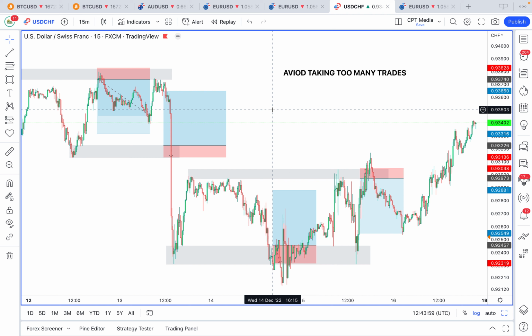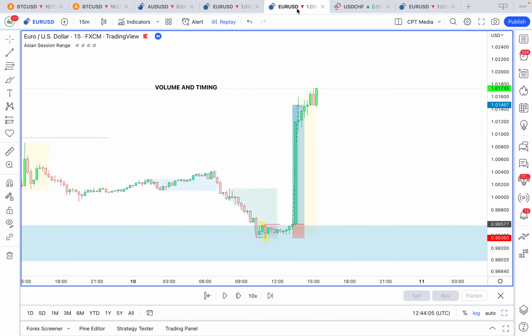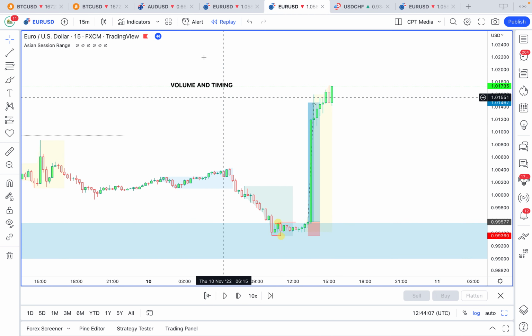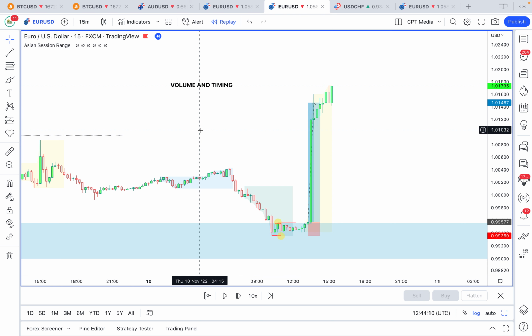Okay, because you're gonna get stopped out a lot if you take too many trades just based off the 1 minute or the 5 minute. Okay. Now, the final tip, which is very important, is to use volume and timing. Again, this will limit the amount of losses you take.